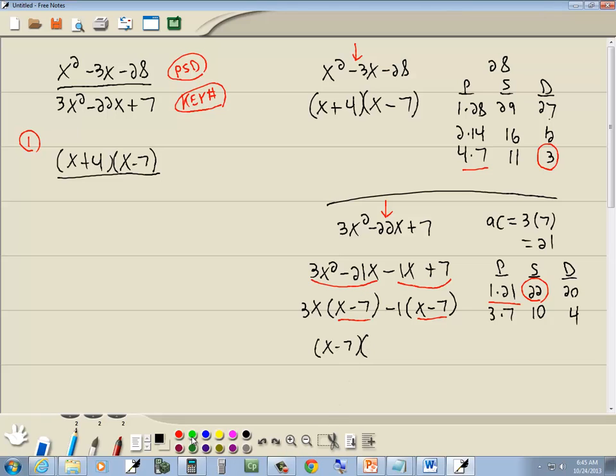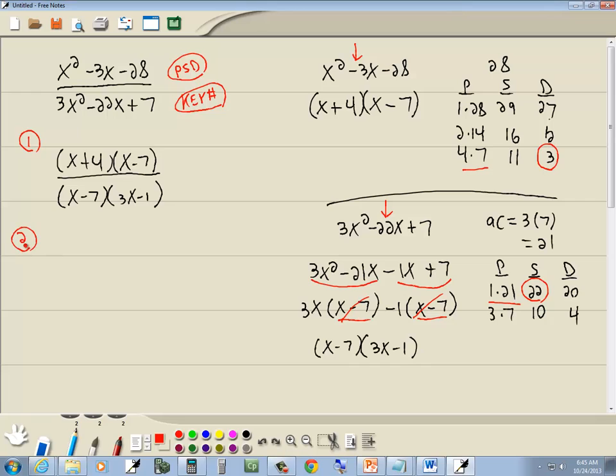Now to decide what goes in your second set of parentheses, you can cross out these x minus 7s. And what isn't crossed out is what goes right here, which would be 3x minus 1. So the bottom part factors as x minus 7 times 3x minus 1.